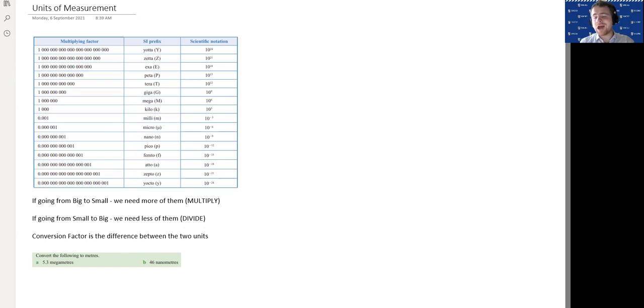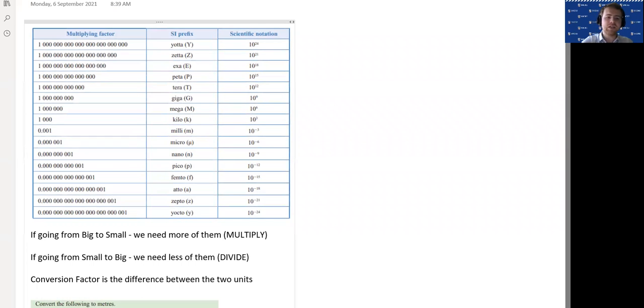Today we're actually starting a new topic. We're looking at measurement, and we're starting by looking at converting between different units of measurement. So we have here a big table, the multiplying factor that goes between various units here.